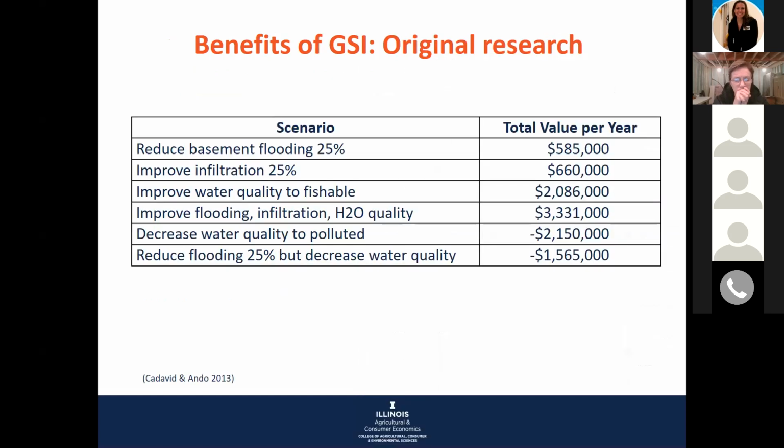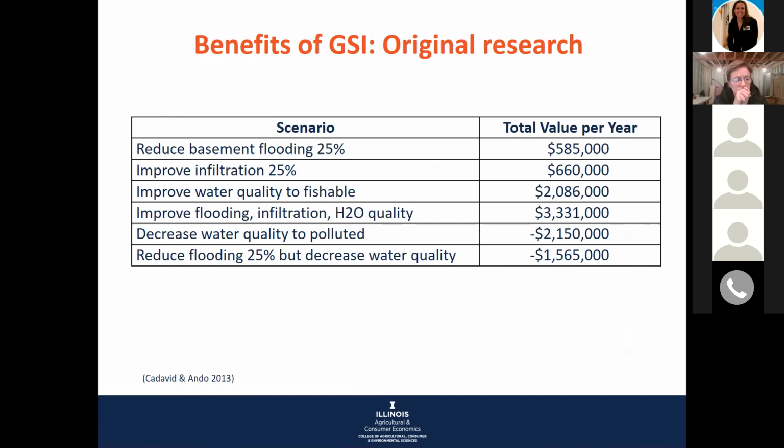And so these are the kinds of dollar values that we could estimate based on analyzing those data. So this is the total value for all the households in Champaign-Urbana, which isn't a huge community. So reducing basement flooding by 25% would yield total value of about $600,000. Improving infiltration, also about $600,000. People in this community were very excited about improving water quality.